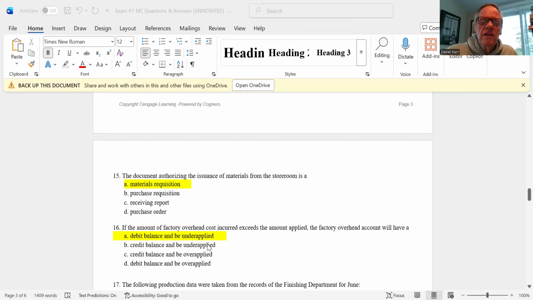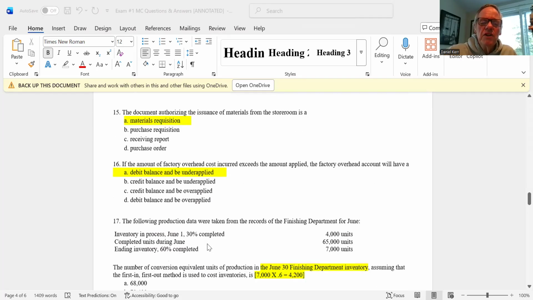16. The amount of factory overhead incurred exceeds the amount applied. The factory overhead account will have a debit balance and it will be underapplied. Remember, you're going to think of a T account with factory overhead. You debit it for the costs incurred and you credit it for the overhead applied. So if you get a debit balance in the account, that means you've got underapplied overhead. So the answer there is A.